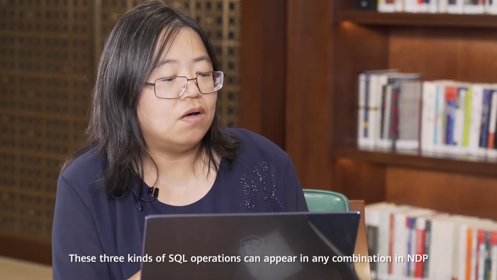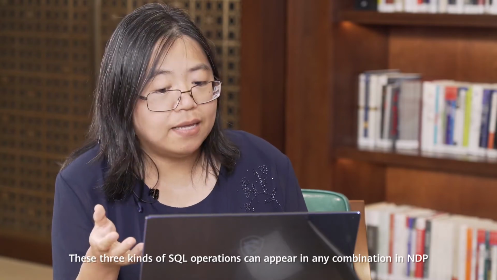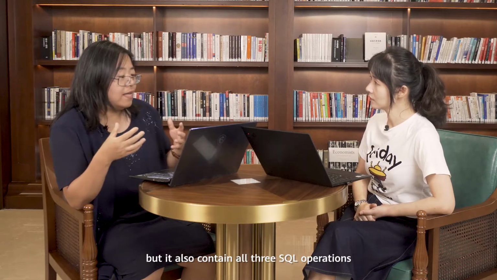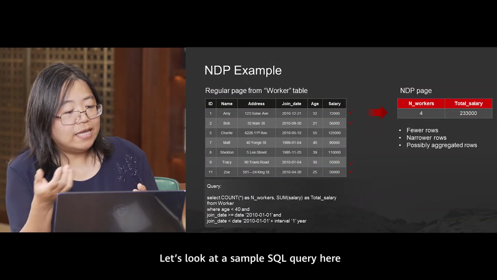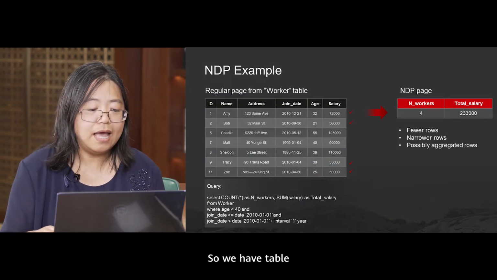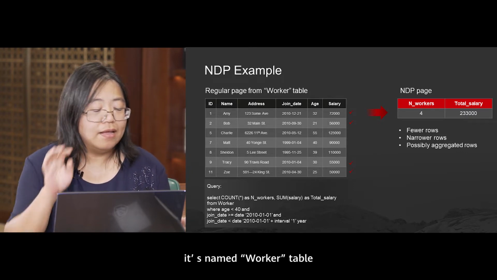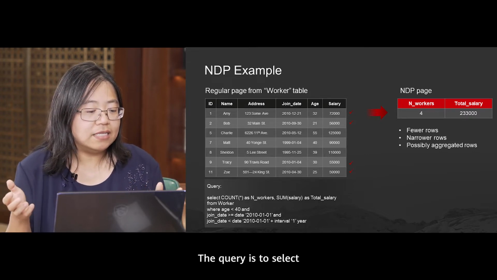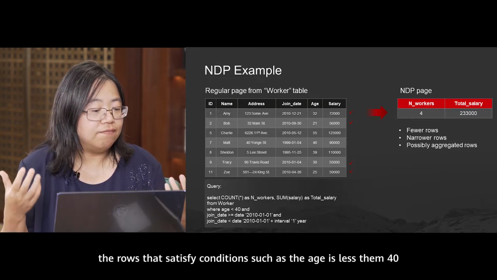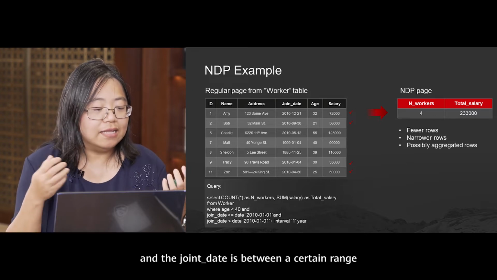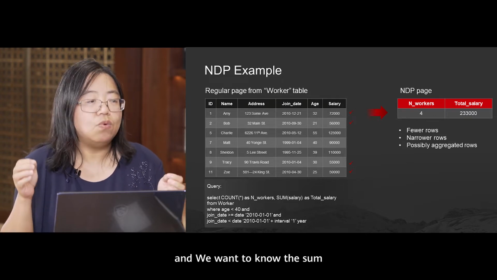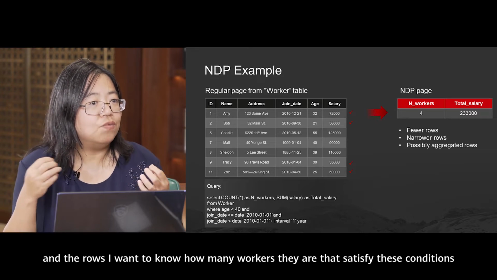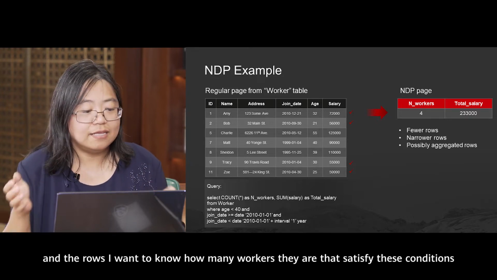So the 3 kinds of SQL operations can appear in any combination in NDP. For example, an NDP operation may contain only column projection, but it also can contain all 3 SQL operations. We can take a look at a sample SQL query here. So we have a table named worker table. The table contains the worker's age and on what date he joins the company and so on and so forth. The query is to select the rows that satisfy conditions such as the age is less than 40 and the join date is between a certain range. And then we want to know the aggregate sum of the salary of these workers. And we also want to know how many workers there are that satisfy these conditions.